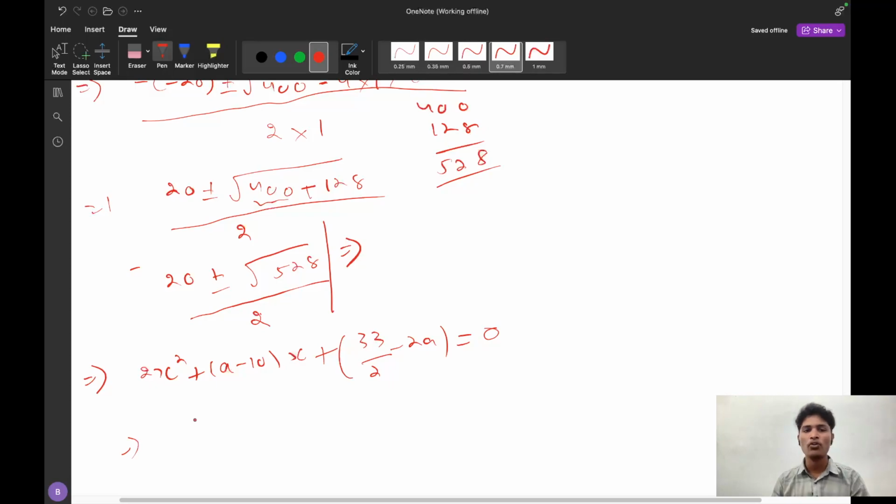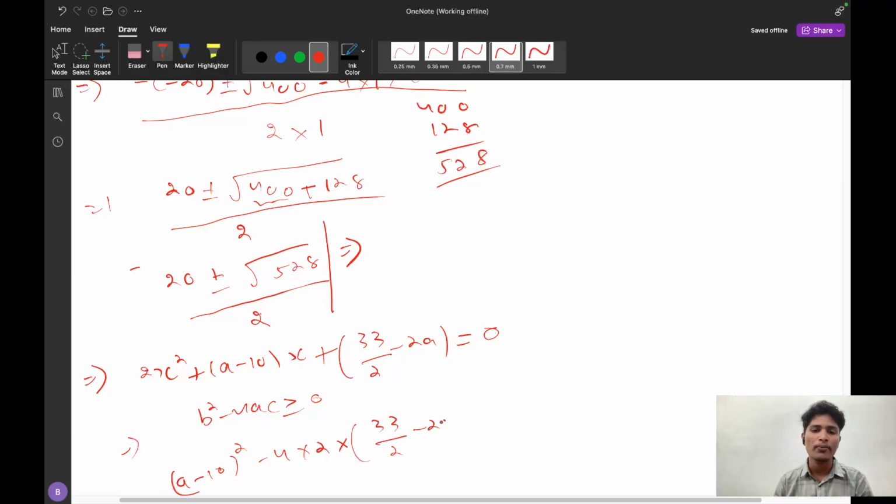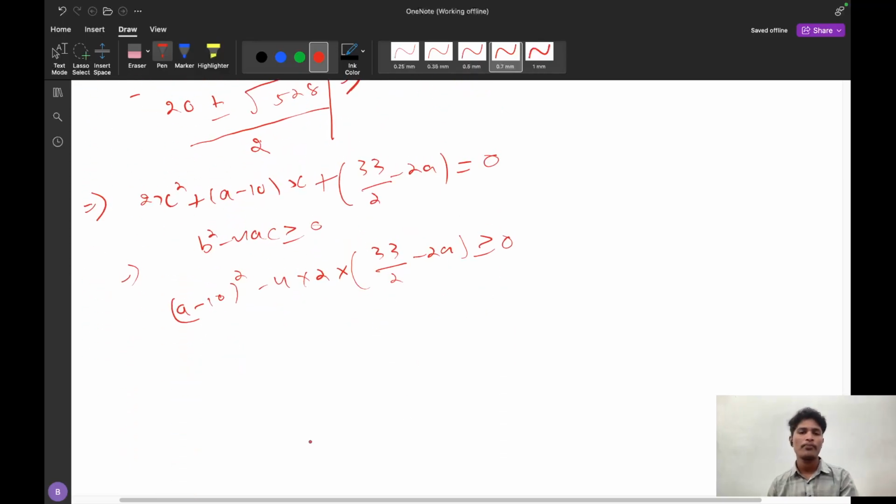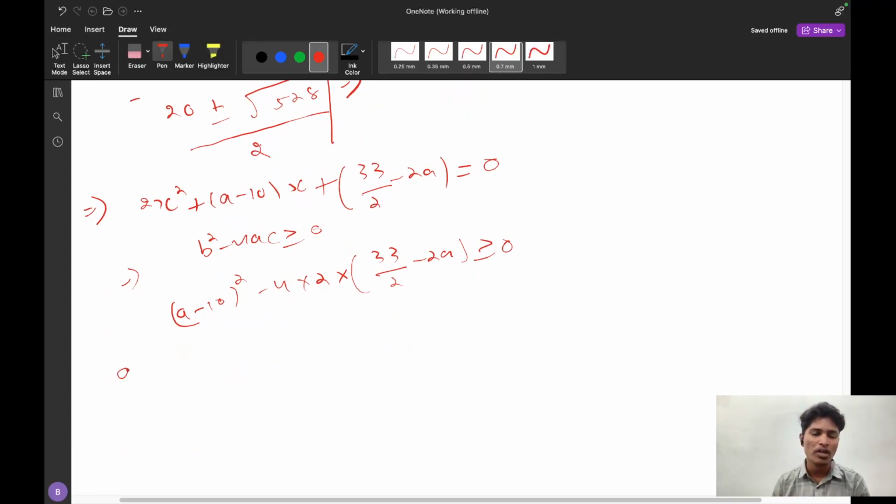Now for this equation I have to use the relation b square minus 4ac greater than or equal to 0. So what is b square? a minus 10 whole square, minus 4 into 2 into 33 divided by 2 minus 2a, greater than or equal to 0. So if I solve this, what will I get? a square plus 100 minus 20a, minus, here if I multiply these, minus 4 into 2 is 8, into 33 divided by 2 minus 2a, greater than or equal to 0.